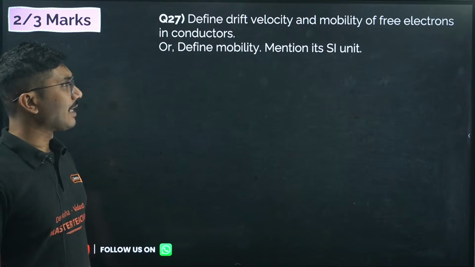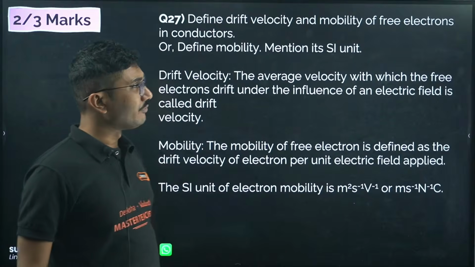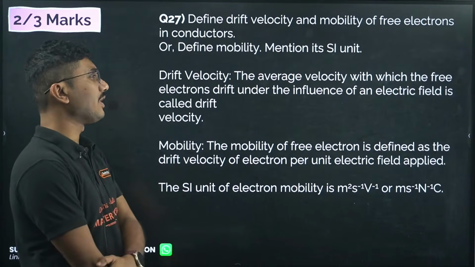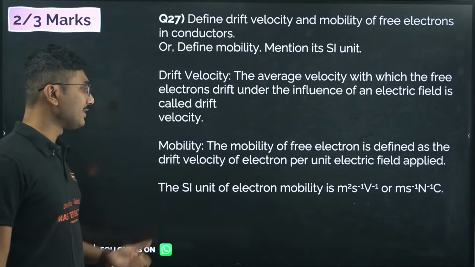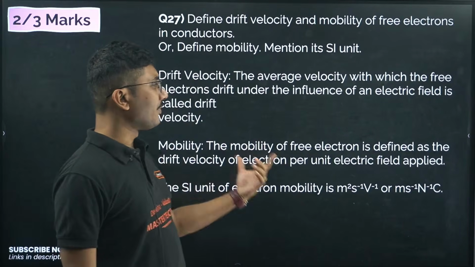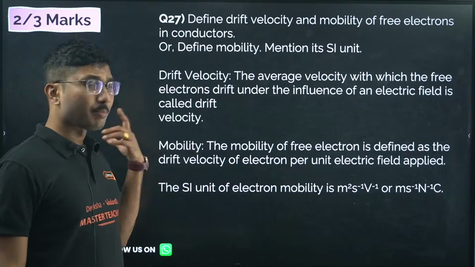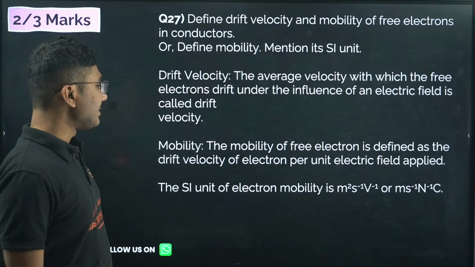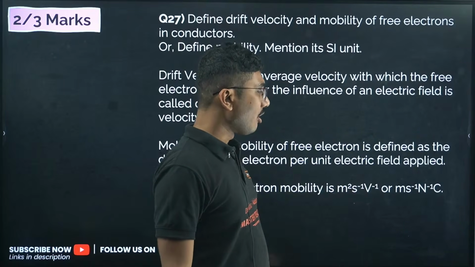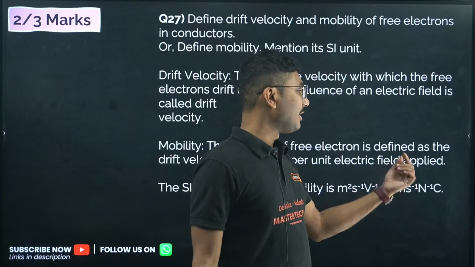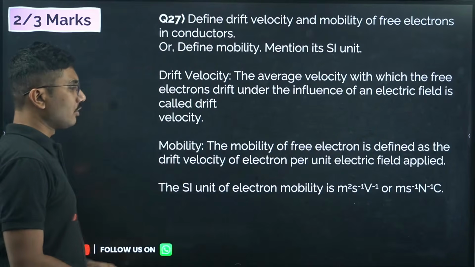So, drift velocity and mobility of free electrons. Drift velocity: the average velocity with which the free electrons drift under the influence of an electric field is called drift velocity. Mobility: the mobility of free electrons is defined as the drift velocity of electron per unit electric field. The SI unit of mobility is meter per second per volt, or you can say meter per second, Newton per Coulomb. So this is also 2 units.